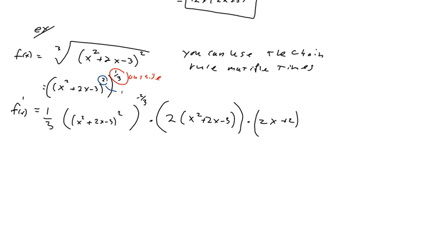So I did the derivative of the outside, right? Here's the derivative of the outside, times the derivative of inside 1, times the derivative of inside 2. Double inside.